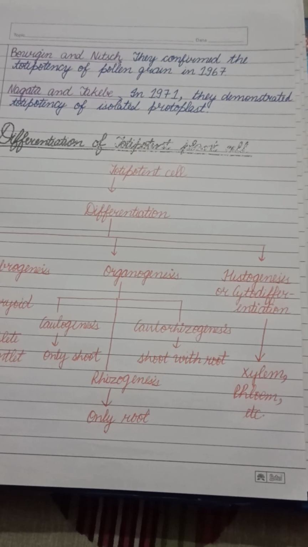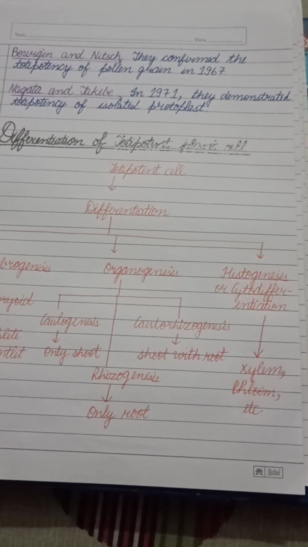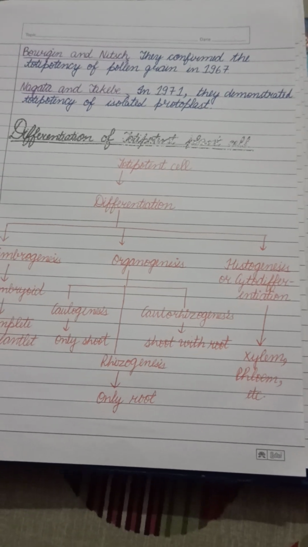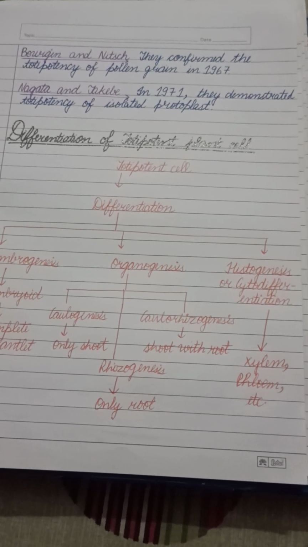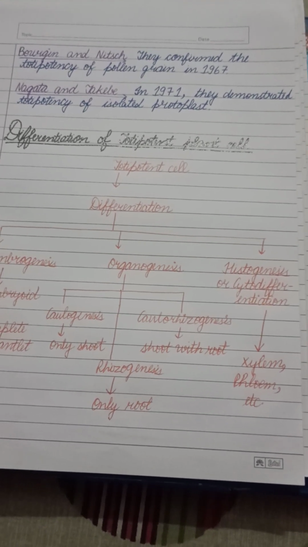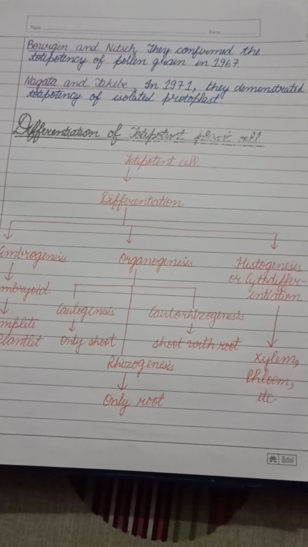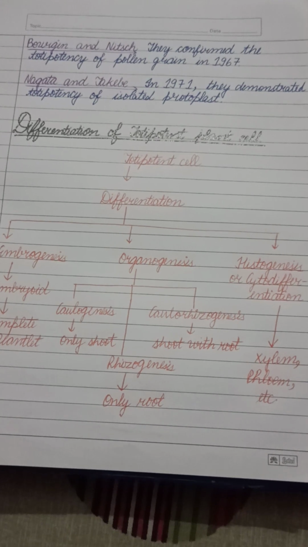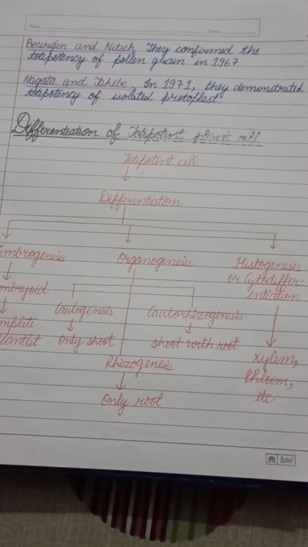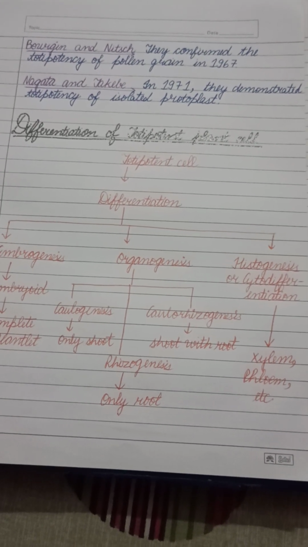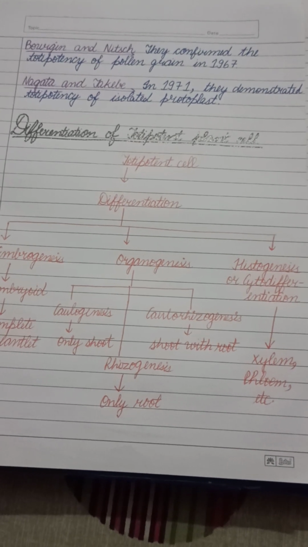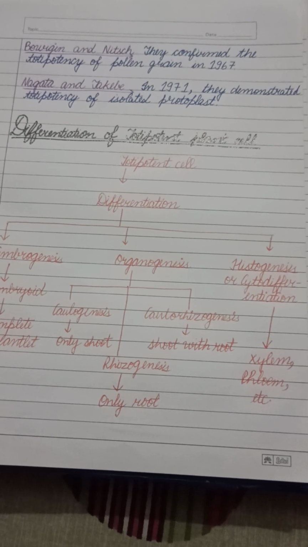Differentiation of totipotent plant cells. Totipotent cells undergo differentiation and produce embryogenesis, organogenesis, histogenesis or cytodifferentiation. In embryogenesis, they produce embryoid and the embryoid gives rise to a complete plantlet. In organogenesis, they undergo callogenesis, rhizogenesis and callorhizogenesis.